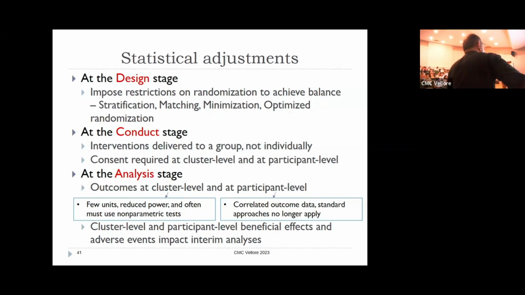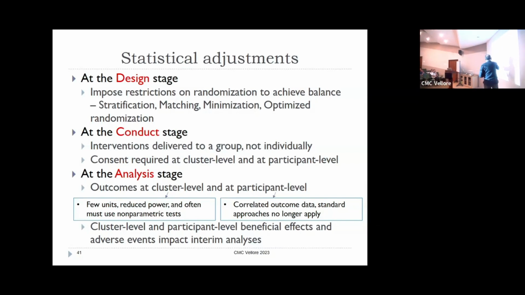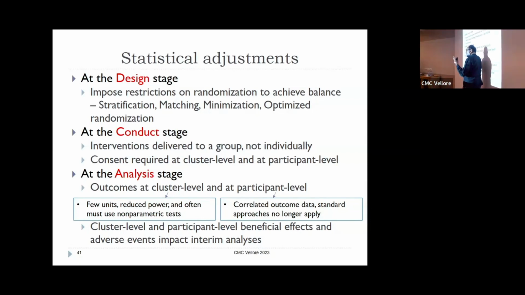At the conduct stage, we have to get consent at cluster level, and at participant level as I mentioned, and you're delivering interventions to a group, but you don't know who's actually getting it individually. And at the analysis stage, because we have few units, we have a choice. We can analyze at the cluster level. So I get one value per road sector, one value per clinic, one value per factory, one value per school.